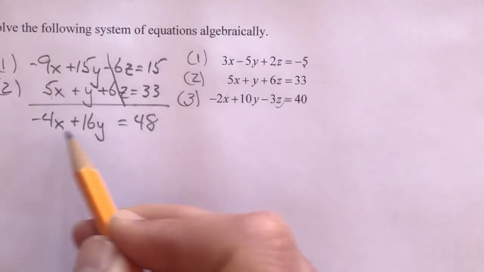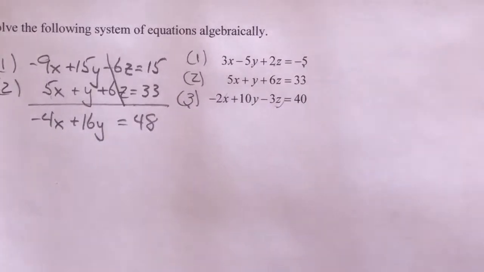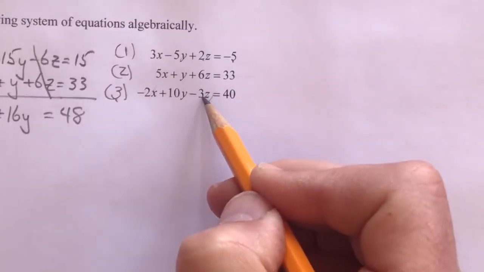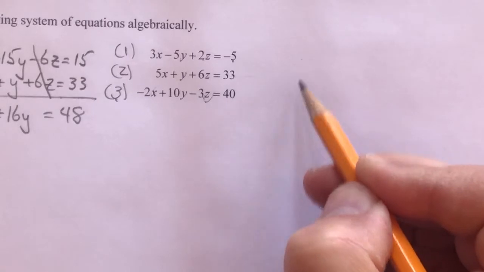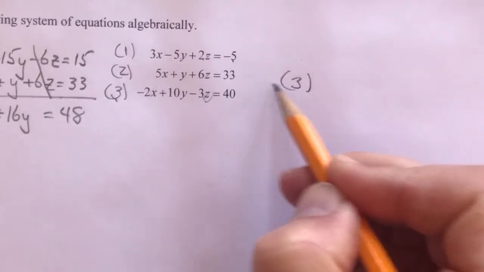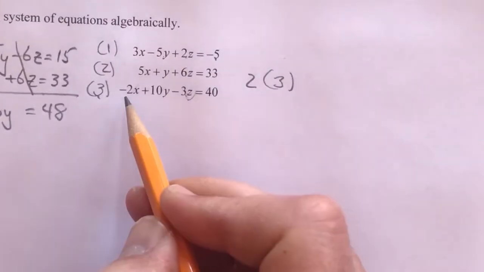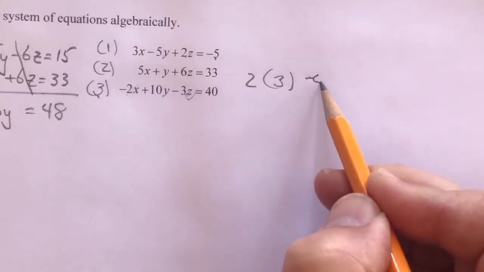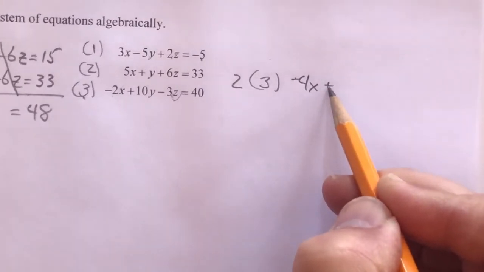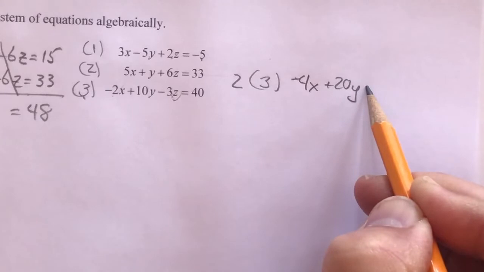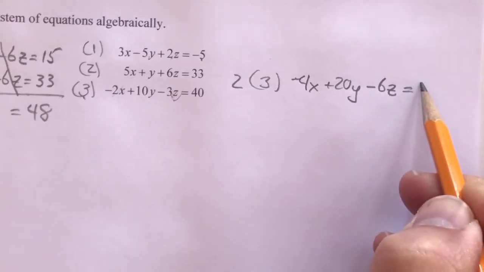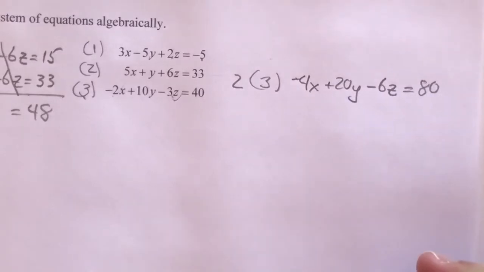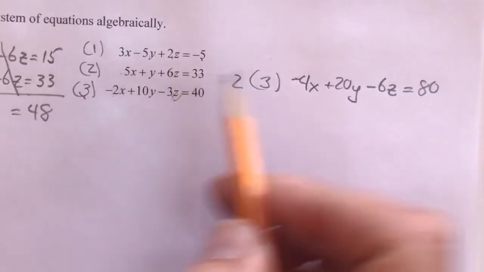Okay. Now before we go any further, you got to say, oh wait, I got to get equation 3 involved. So how am I going to get rid of the z again? I'm going to double equation 3. So I'm going to get negative 4x, positive 20y, minus 6z equal to 80. I doubled all those numbers. I'm going to leave equation 2 alone.